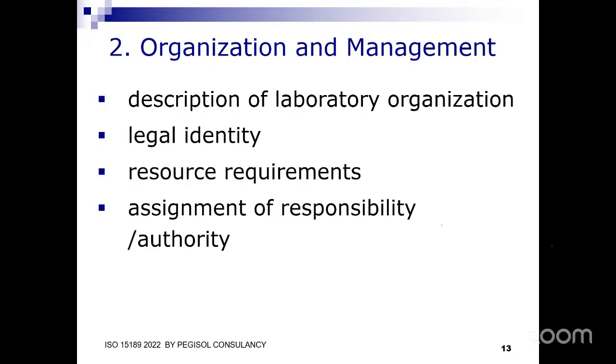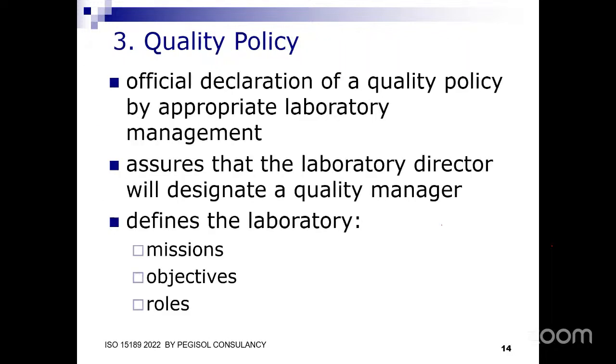Let's say, Pegasus laboratory is registered on so and so date with so and so bodies, and that makes it a legal identity. The description of the laboratory organization, the organogram, has to be captured in that quality manual. Then quality policy: this is an official declaration of the quality policy by appropriate laboratory management, who must also assure that the laboratory director will designate a quality manager. Then under this quality policy, you should have the mission statement, the objective, the goals, the vision. All these things have to be captured in the quality manual.